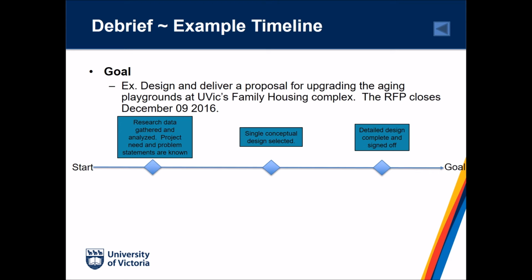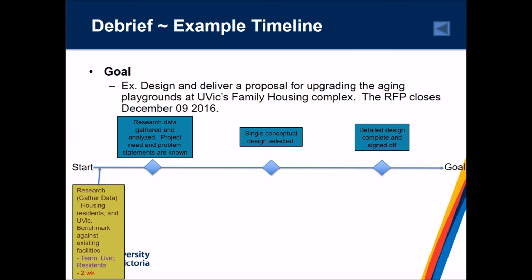Now that we have established our milestones, we work in forward chronological order to define our tasks. Using our first chronological milestone, we may now define tasks which allow us to transition between our initial state, the start, to our first chronological milestone, which is research data gathered and analyzed in order to define our project need and problem statements. Clearly, in order to achieve the first milestone, we need to both research and gather data, as well as analyze that data to form our problem statement.